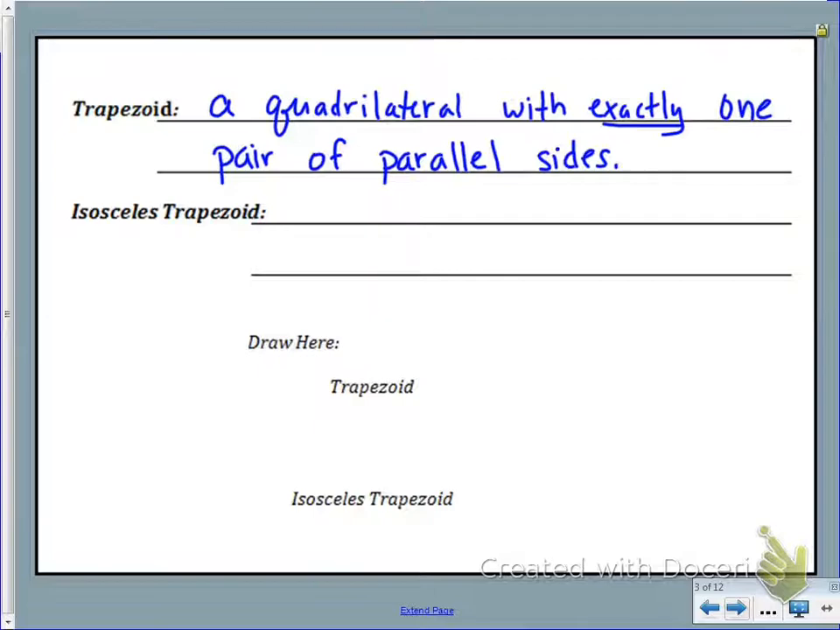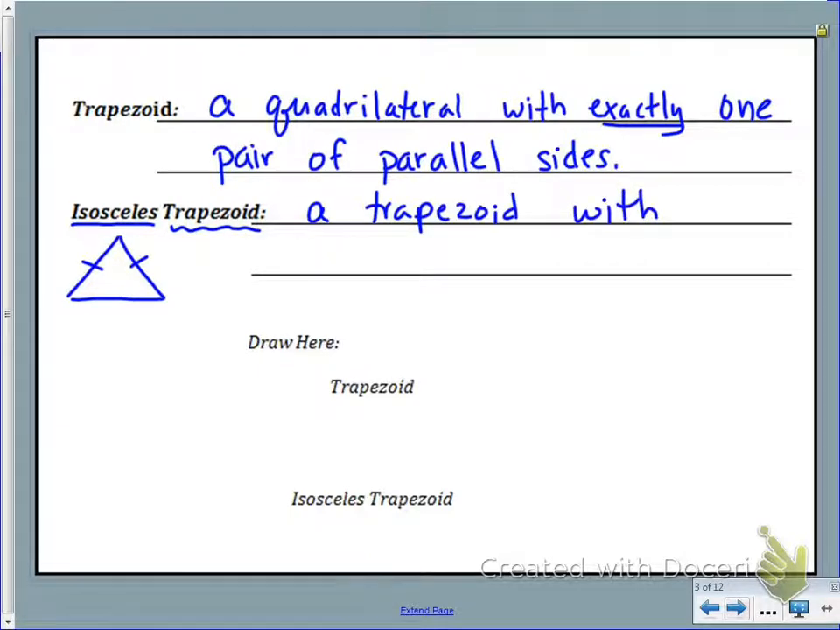An isosceles trapezoid, think about the word isosceles triangle, which means we would have two or more equal sides. So an isosceles trapezoid is similar, only it's a trapezoid with congruent legs, just like an isosceles triangle is a triangle with congruent legs. So let's take a look at the pictures.